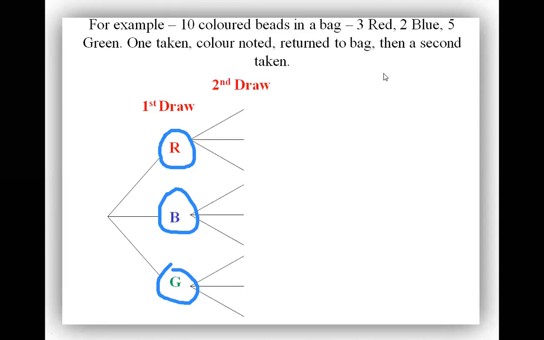So the sample space of the second draw will be this. The sample space of the second draw will also be red, blue, and green, because we have the same bag, same number of beads, and same colors. That's why the sample space is the same, but the sample space of the second event will be written thrice, before every outcome of the first sample space. Now, any confusion with this tree diagram?